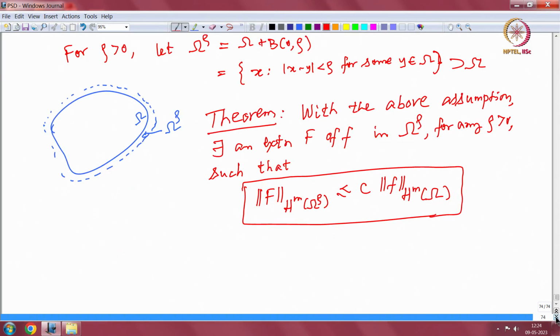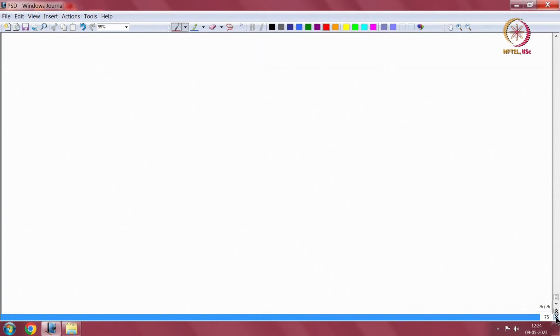So, the proof is a nice application of partition of unity, which we have seen earlier. But let me just sketch that. These tools are also used in other parts of analysis, so they are important. They are not just in PDE, but on many other occasions.